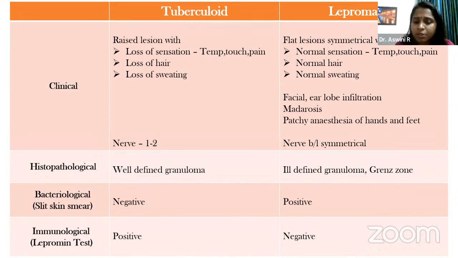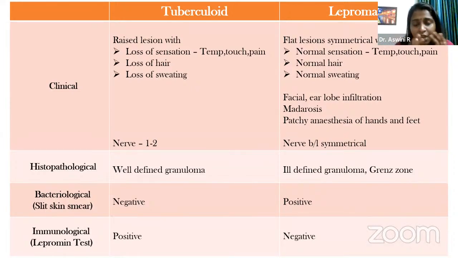And when you take a histopathology, you can see that it is a well-defined granuloma. Because of the high CMI, the granuloma will be well-defined. And you take a smear, because the granuloma is there, the bacilli have already been destroyed, so the smear is not expected to be positive, it will be mostly negative. And lepromin test, because CMI is very high, lepromin is just like our tuberculin test. So because the CMI is high, you expect a positive lepromin test here. So that is about tuberculoid leprosy. And coming to the lepromatous end, what happens?